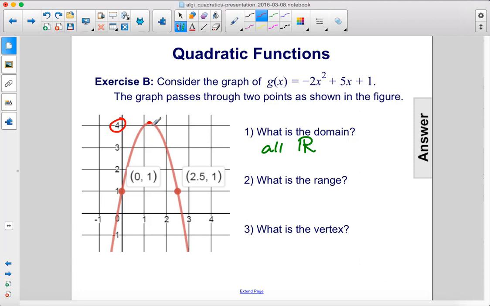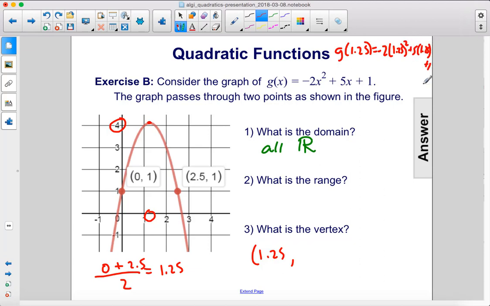So let's figure out what that value is. So we need to find the vertex. We have these 2 points, so in order to find the midpoint, or the x value here, we need to average those together. So 0 plus 2.5 divided by 2 gives us 1.25. So the x value of the vertex is 1.25. To figure out what the y value here is, we would just plug that into this equation. So we have g of 1.25 equals negative 2 times 1.25 squared plus 5 times 1.25 plus 1, and that actually equals 4.125. So the vertex is 4.125.